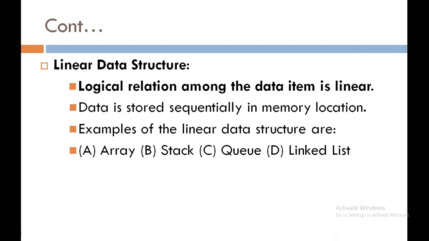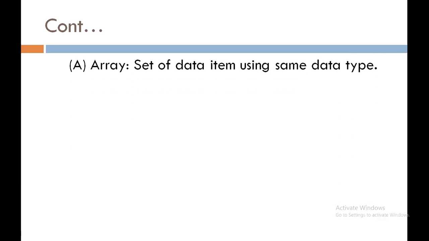Now start from the first example of linear data structure, that is array. An array is a collection of data of the same data type known by the same name. It is a set of a fixed number of items.